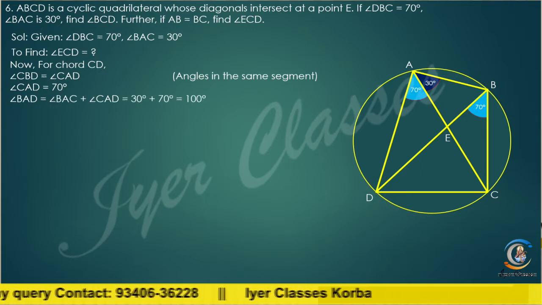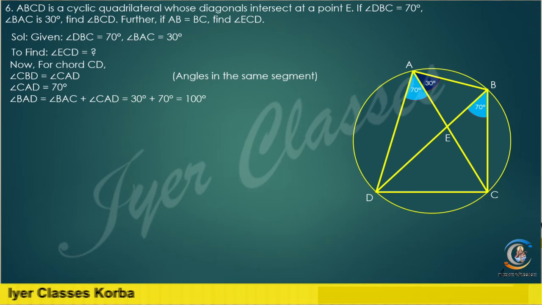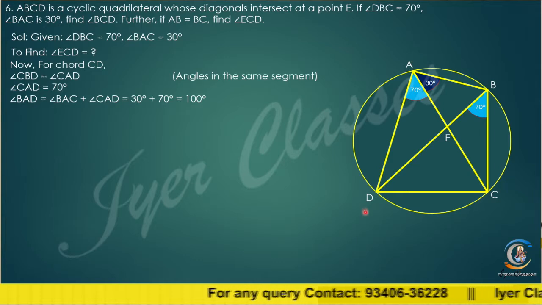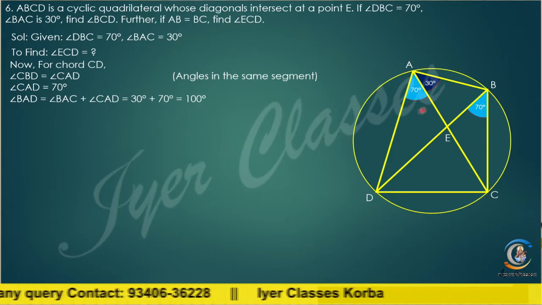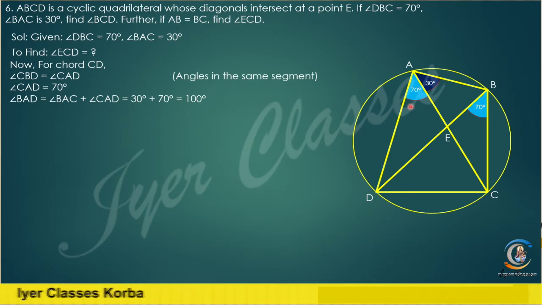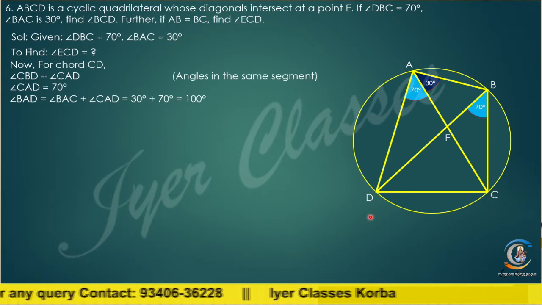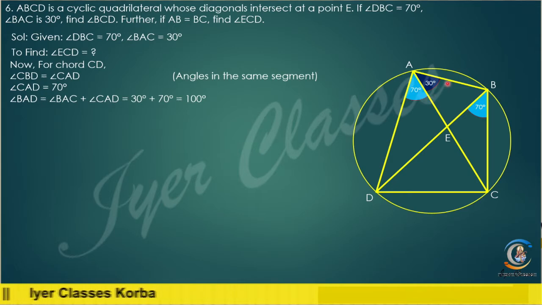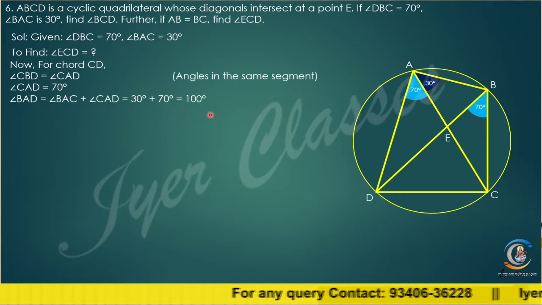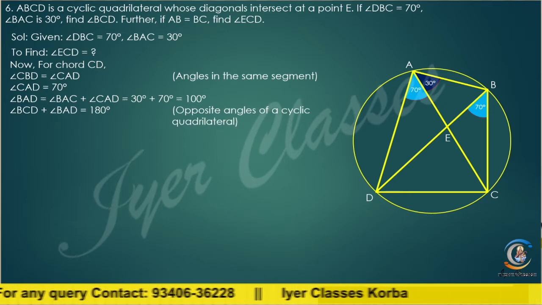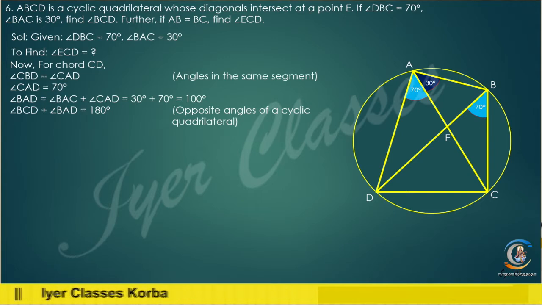Now let us find out angle BAD, where B, A and D. It is actually the sum of the light blue angle and the dark blue angle, that is angle BAC and the angle CAD. One is 30, the other is 70. If you add up these two, 30 plus 70, it is equal to 100 degrees. So we know now the measure of the whole angle A, which is equal to 100 degrees.